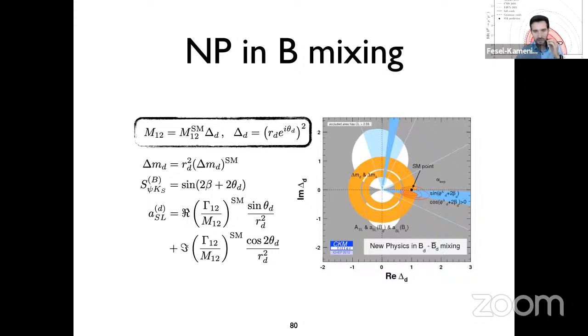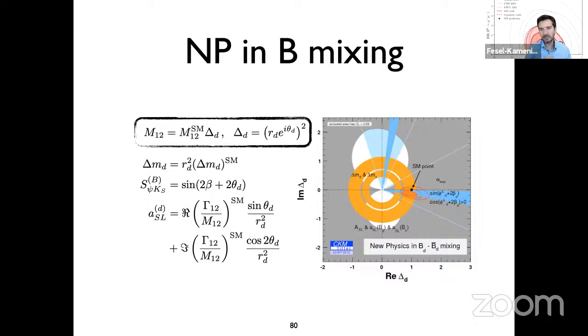So in the plot on the right-hand side, which is unfortunately already almost a decade old, I couldn't easily find a more recent update of this. But the main gist of it is that here we are looking at all the different constraints which are sensitive to this kind of new physics in the plane of the real and imaginary part of this new physics amplitude.